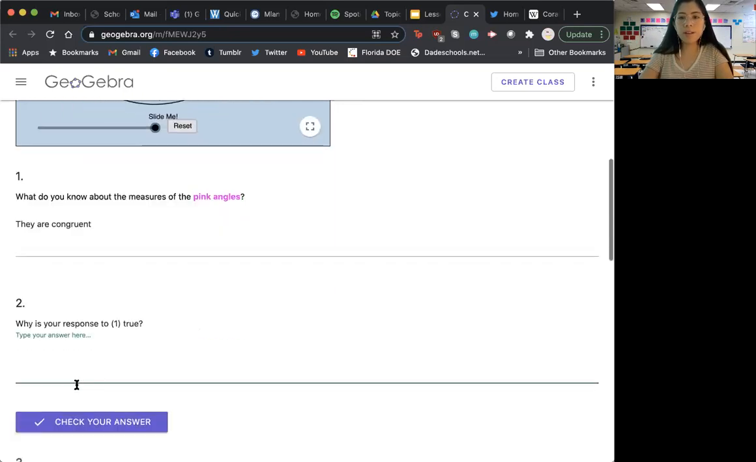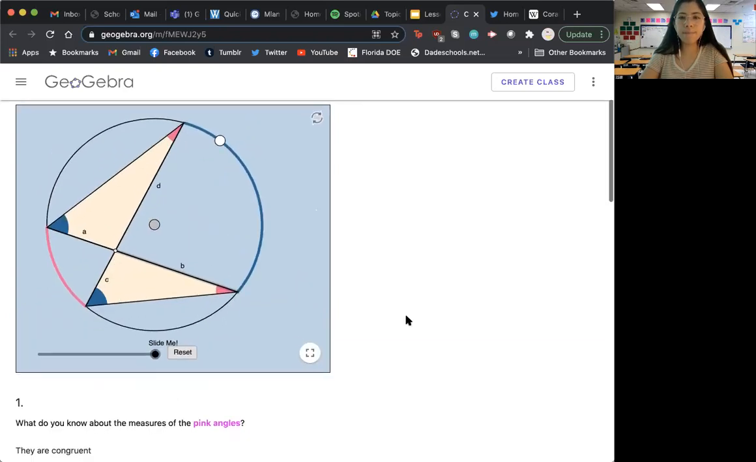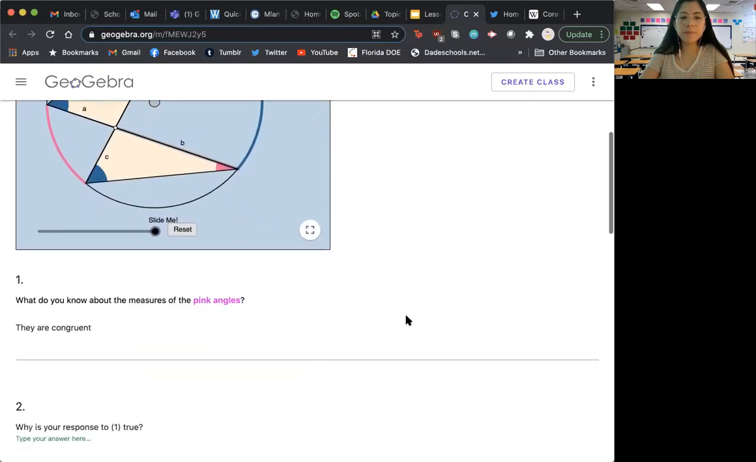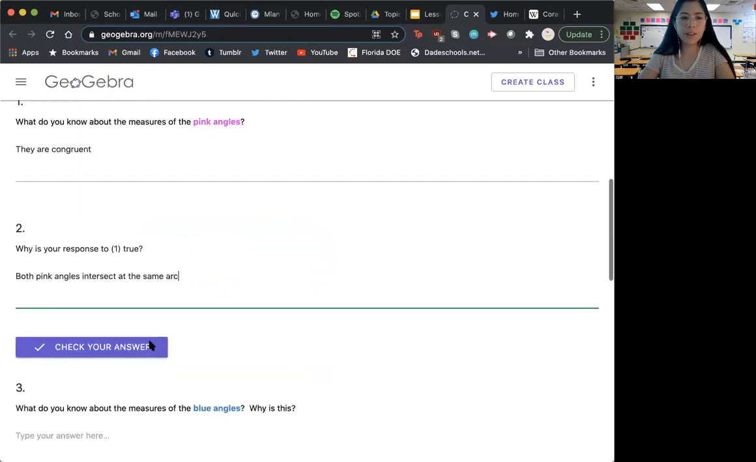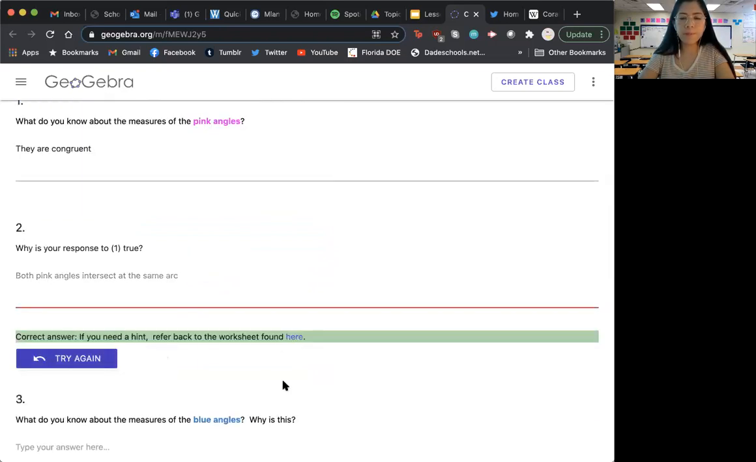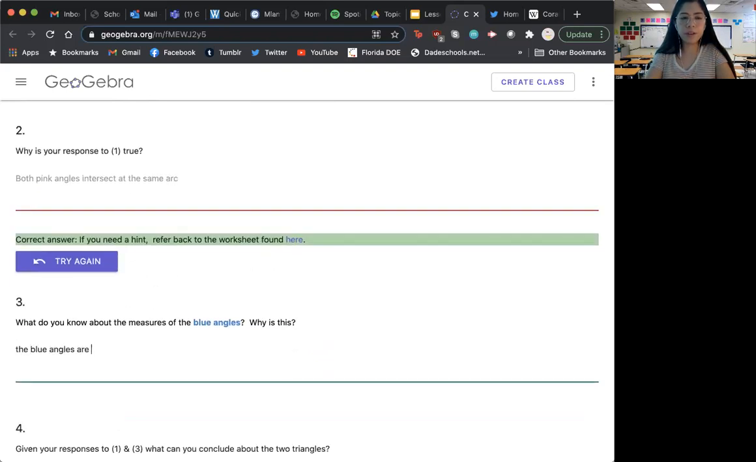And why was that? How do we know that they are congruent? Why is it true? Good. Both pink angles intersect the same arc. You can say it that way. Cool. And then same thing with the blue angles. The blue angles are congruent because they intersect the same arc.